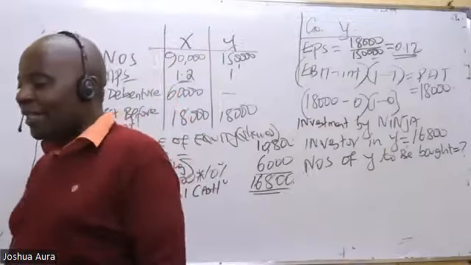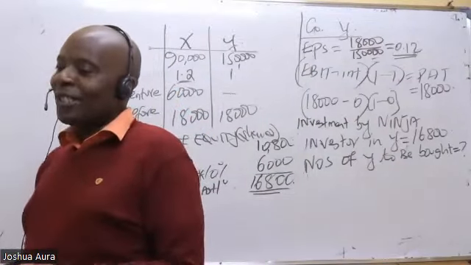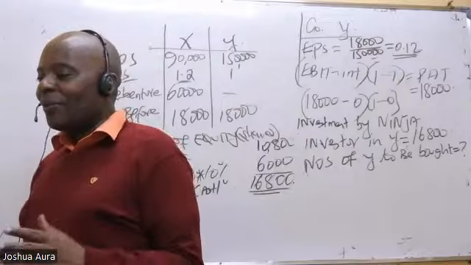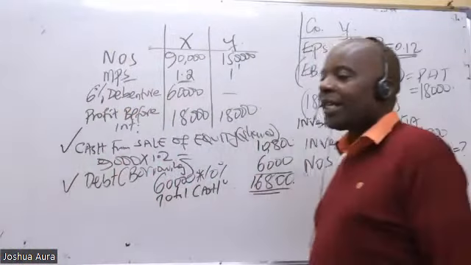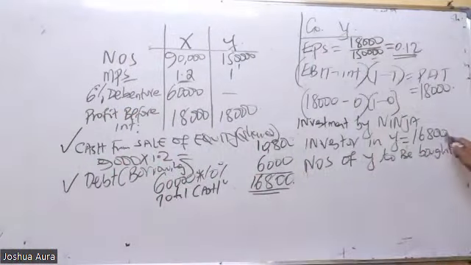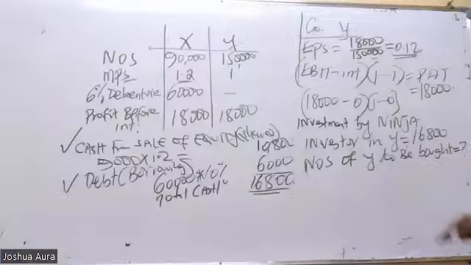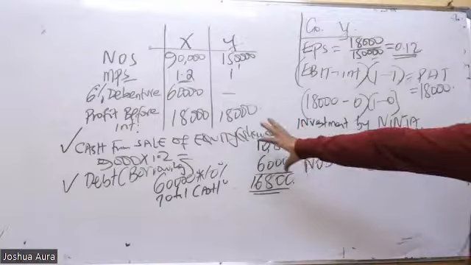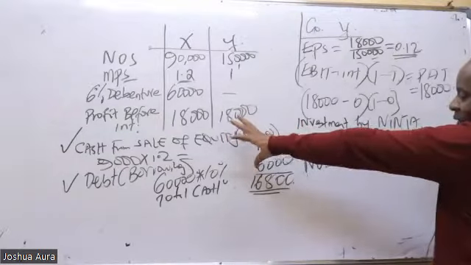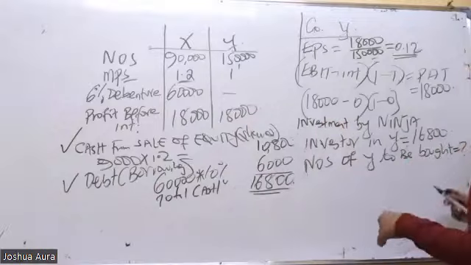I can see John Massey has the other method, which is still good enough. But let's learn something new today. Number of shares that will be bought by Y using this ninja. The investment by ninja is giving us 16,800, which he got from the previous transaction, right? So remember, these are Kenya shillings or whatever.